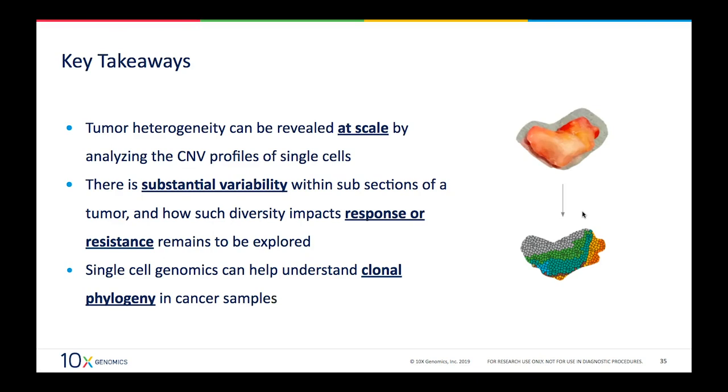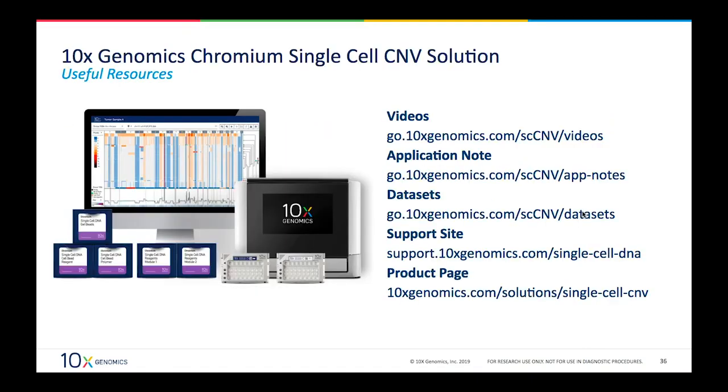To start thinking about treatments. And this also shows you how you can use single-cell genomics to understand the clonal phylogeny within your own tumor, which would not be possible if you were sequencing these tumors in bulk and not at the single-cell level. So I hope that you now have a clear idea of what the 10x Genomics single cell CNV solution is capable of providing for your research.